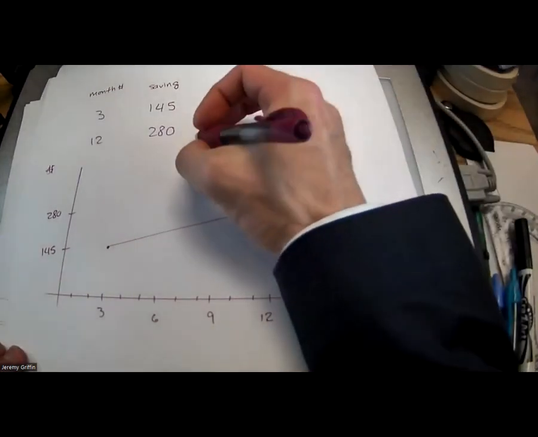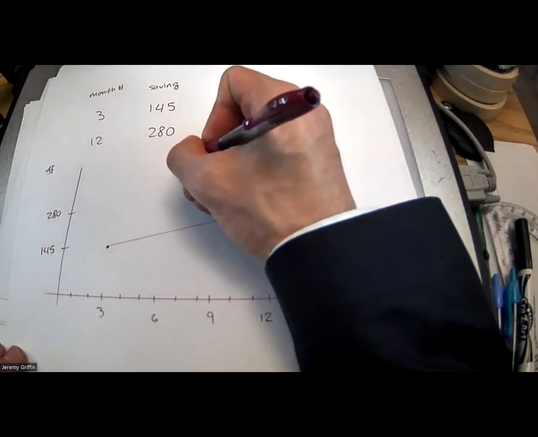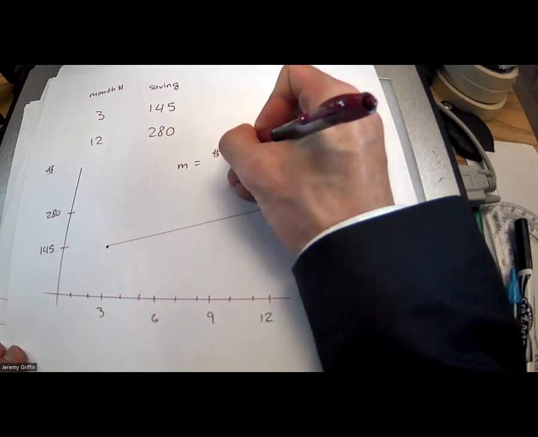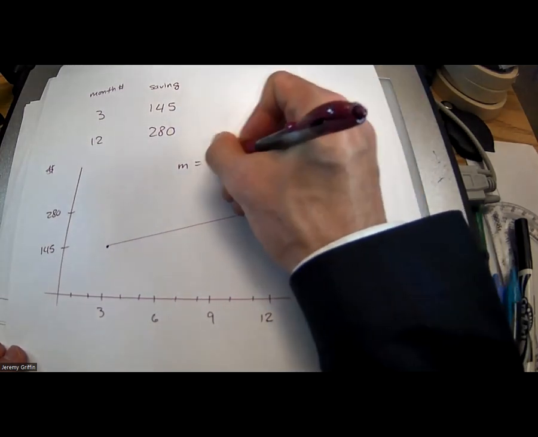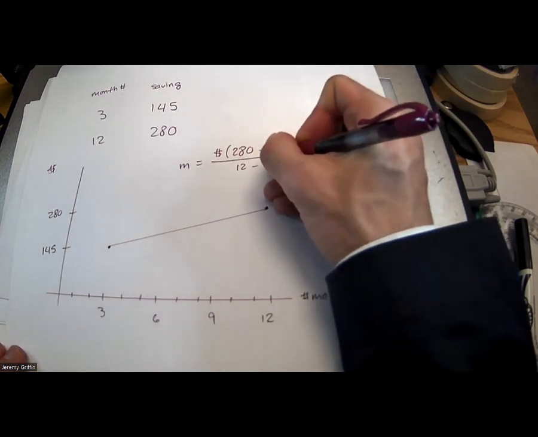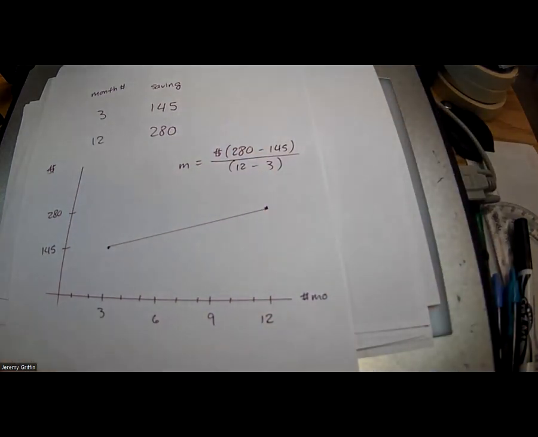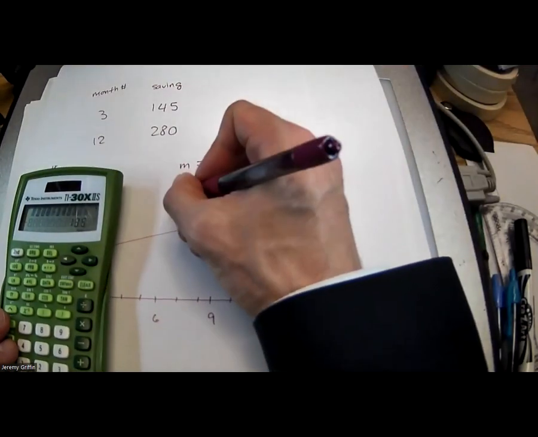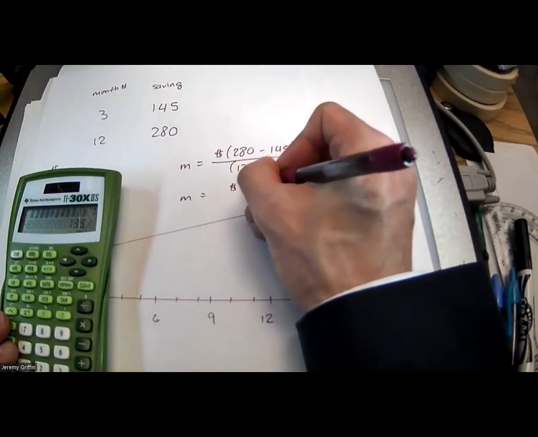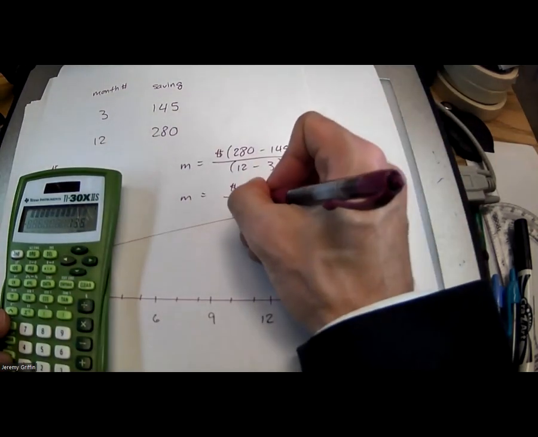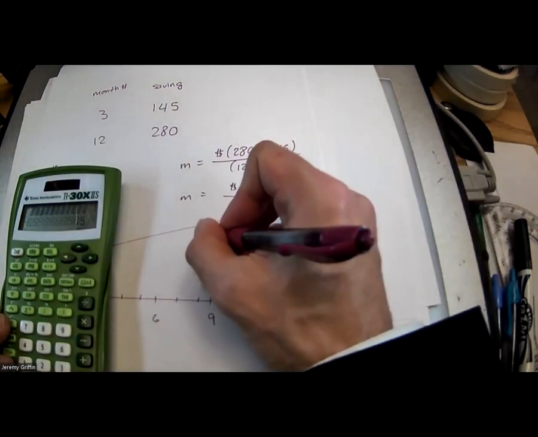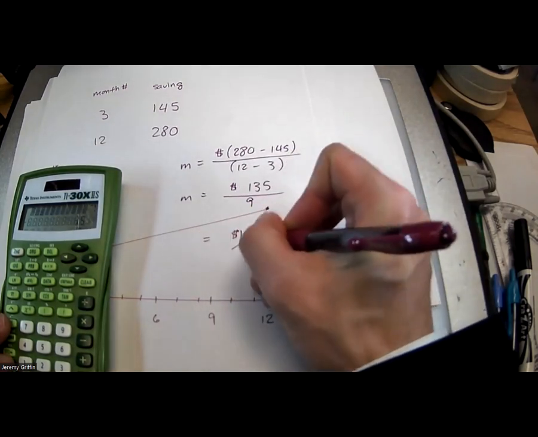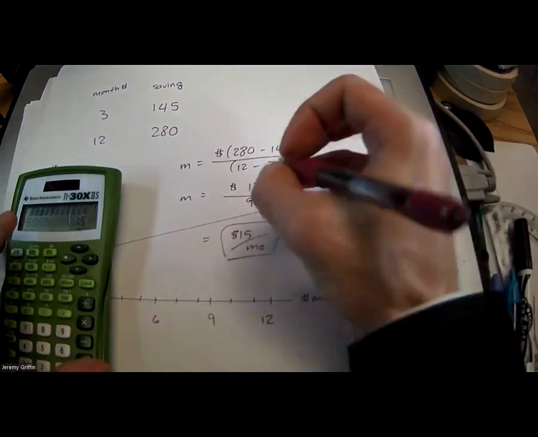Rise over run, right? So the slope, let's call it M for slope, is 280 minus 145 per month, all divided by a difference of 12 minus 3. So this is over a 9-month period that increase. So what is that? 280 minus 145, I'll break it down and throw in the extra step here. So it's a $135 increase over a change of 9 months. Yeah, that's $15 increase per month. Okay. So that's the slope of that line, $15 per month increase.